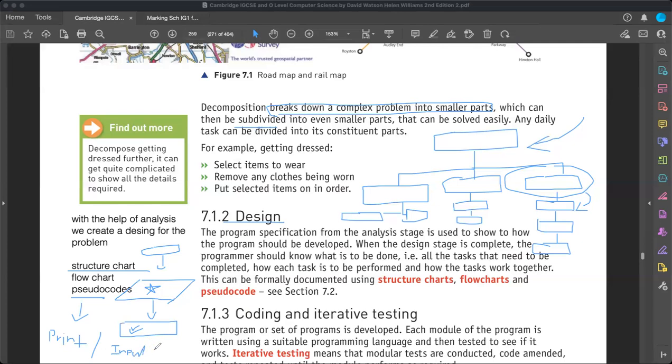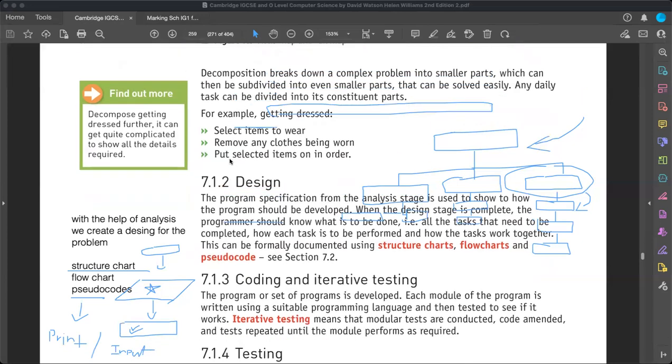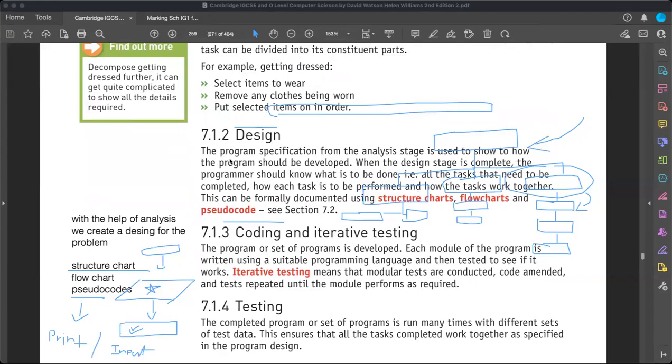Now, the next stage is coding. Coding means to write down the program in pseudocode form or algorithm form. So the program or the set of programs is developed. Each module of the program is written in a suitable programming language. You can use Python, Java, or Visual Basic. Any language you can use to code your program. It's up to you.